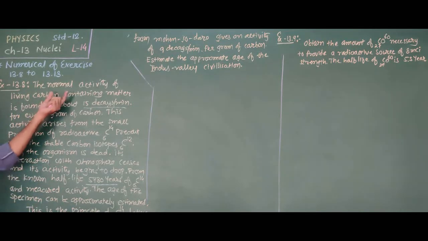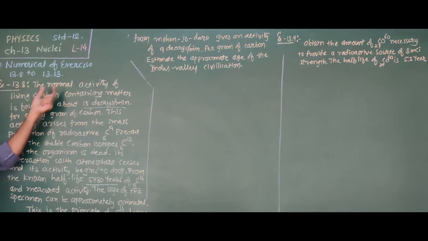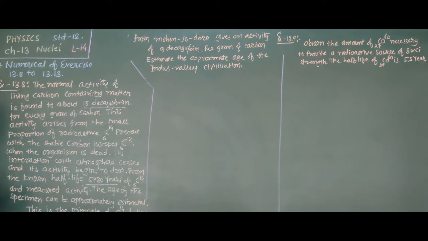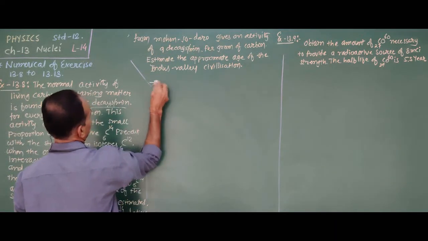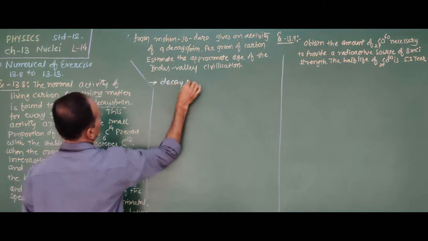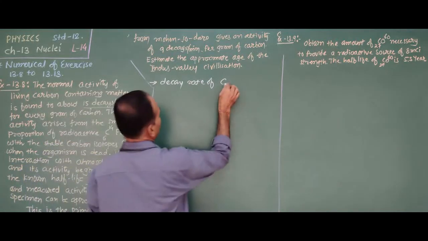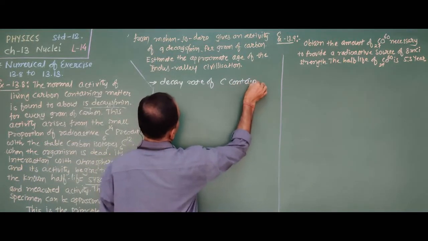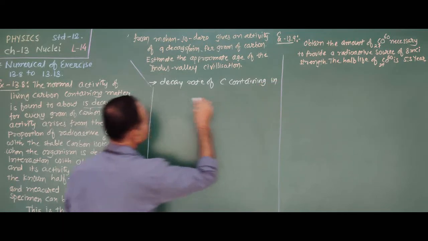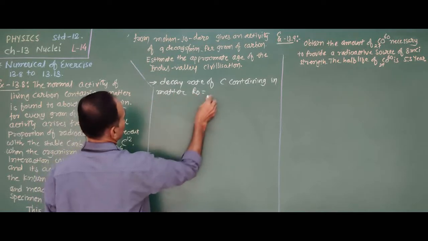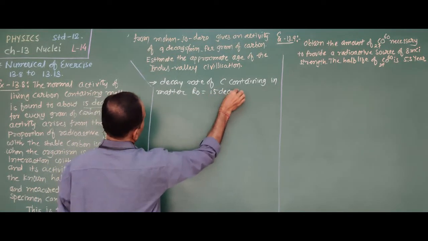Okay. Now, the normal activity of carbon-containing matter is given as 15 decays per minute. Therefore, the decay rate of carbon-containing matter, that is our initial activity, we can write as R0. R0 is equal to 15 decays per minute.